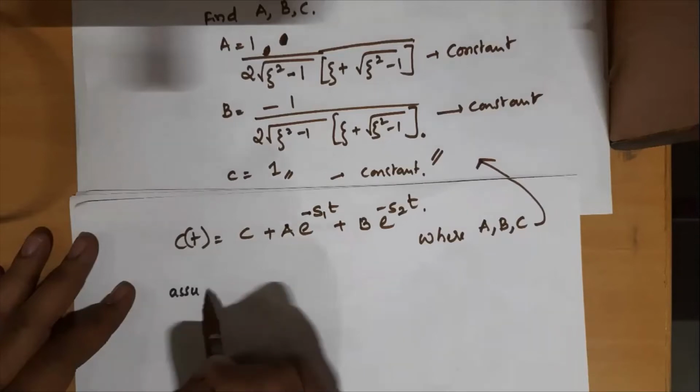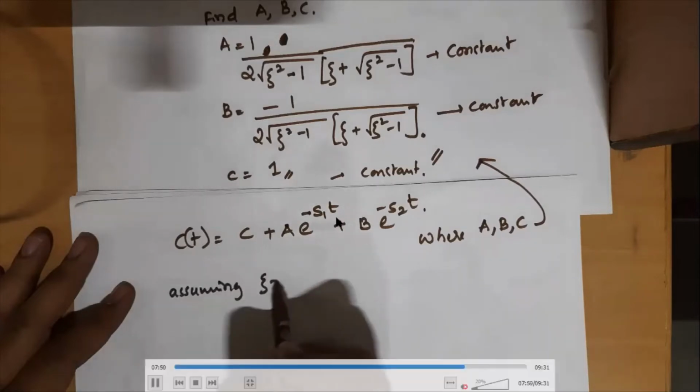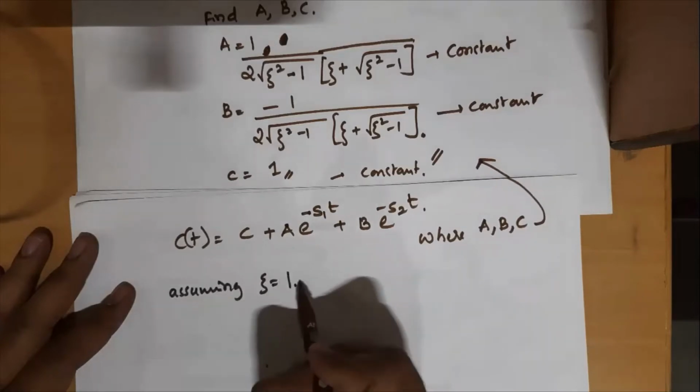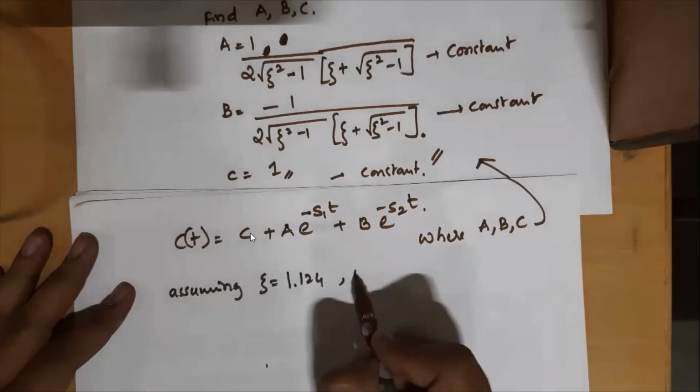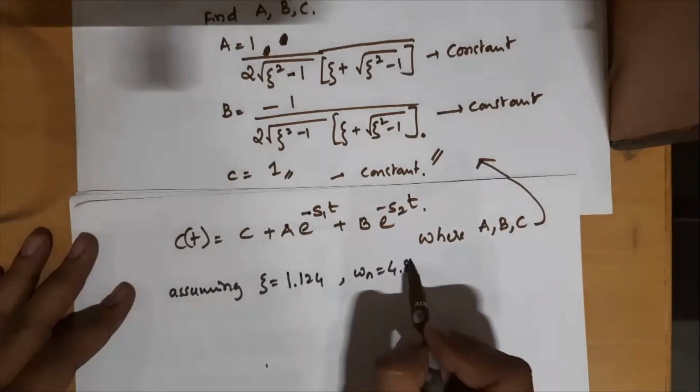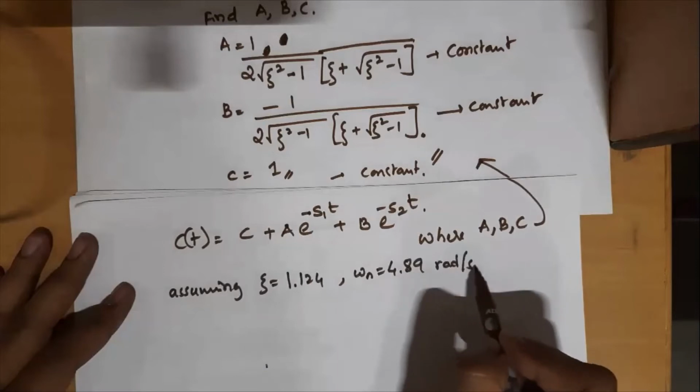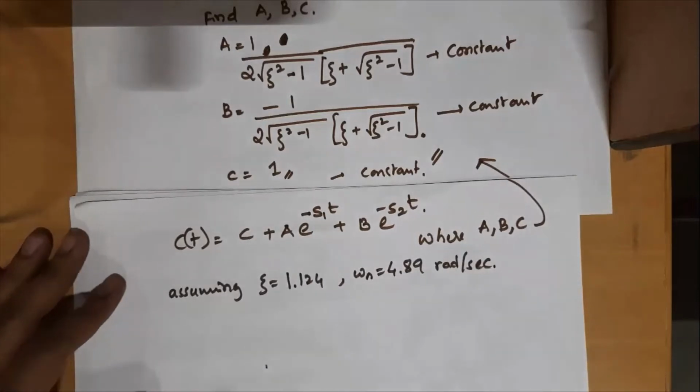So let us proceed further. When this exponential decays or dies out, the final value remaining is constant. So as time increases, we have only C, which is equal to 1, the final value.